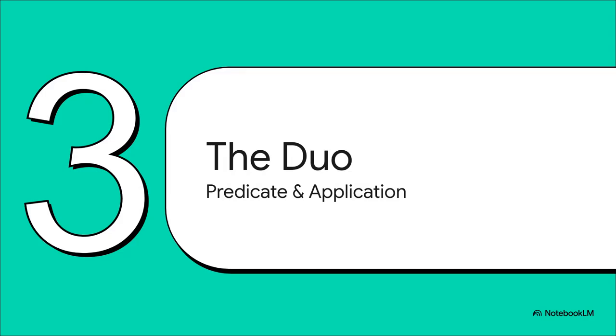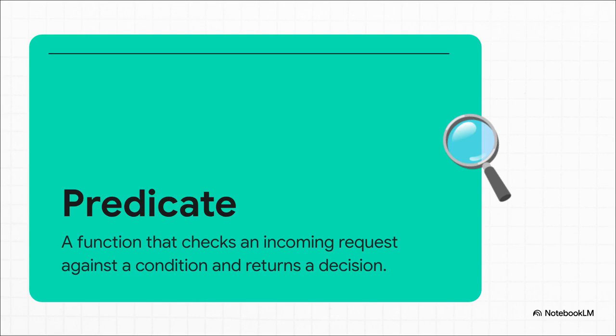Okay, so this duo, the predicate and the app, this is the real heart and soul of the whole system. They work together like a perfect team. So let's break down exactly what each partner does. First up, we've got the predicate. This is basically our traffic cop's rulebook.